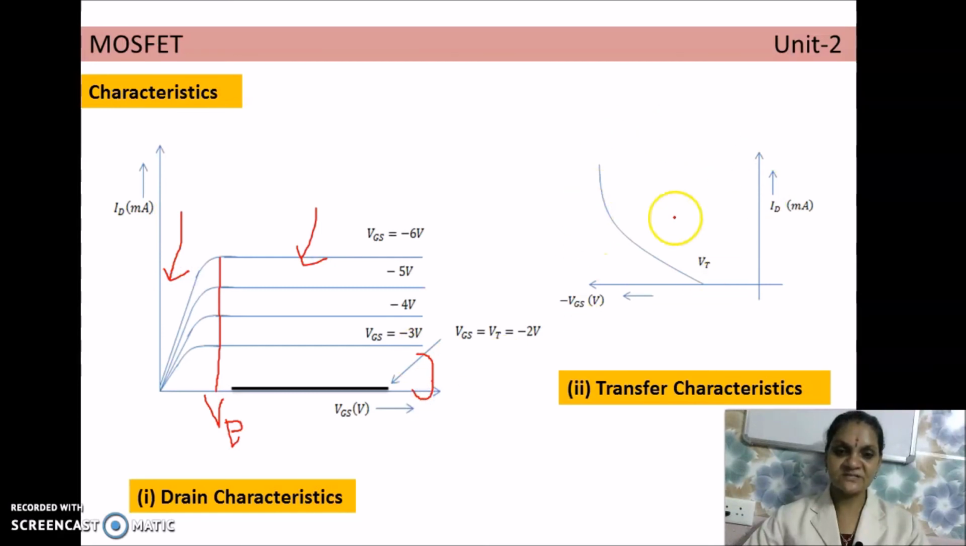So, and the next is transfer characteristics. VGS on x-axis, ID on y-axis. So here VGS is negative, so I am taking the second quadrant, and ID is opposite, so this is negative. So this is opposite to that of N-channel. So this is negative current.